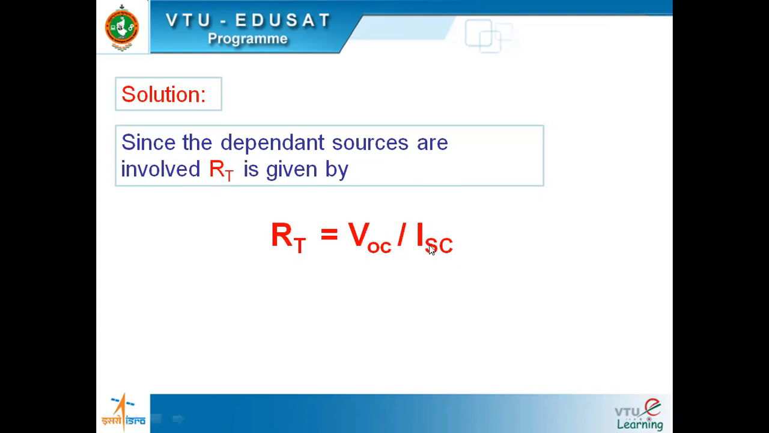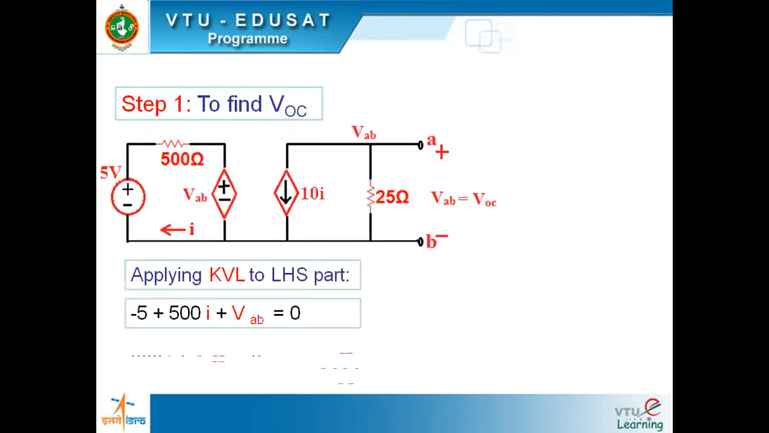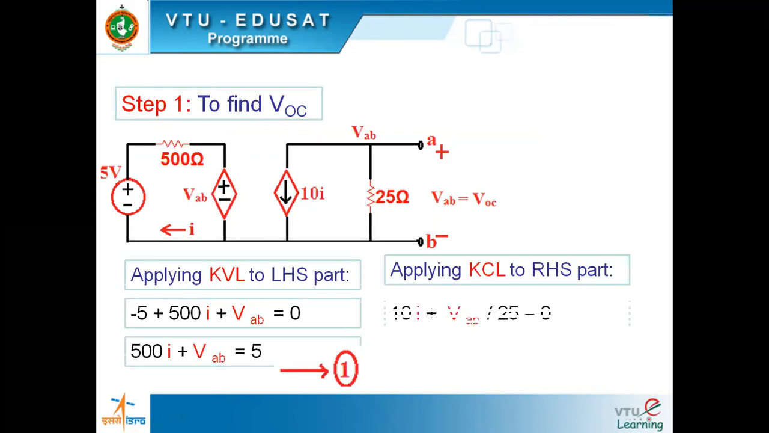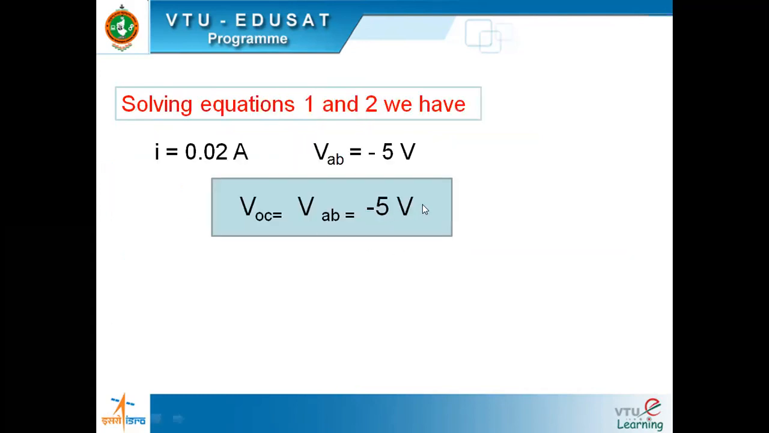VOC we already have as negative. That means the ISC that we find also has to be negative. So that is one indication: we have to get ISC as a negative entity. If you get positive, RT would be negative, which is wrong. RT would never go negative here. So if VOC is negative, which we have just found, ISC also has to be negative, that is, VOC equals minus 5 volts.